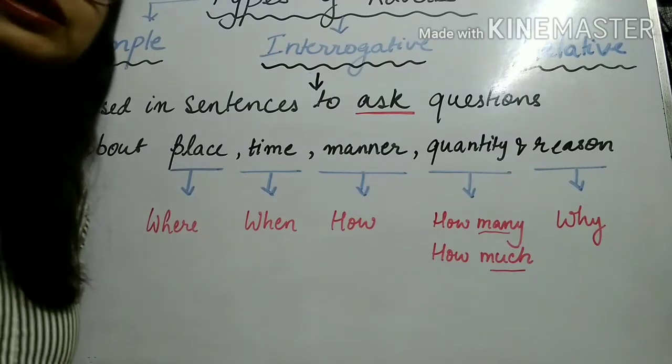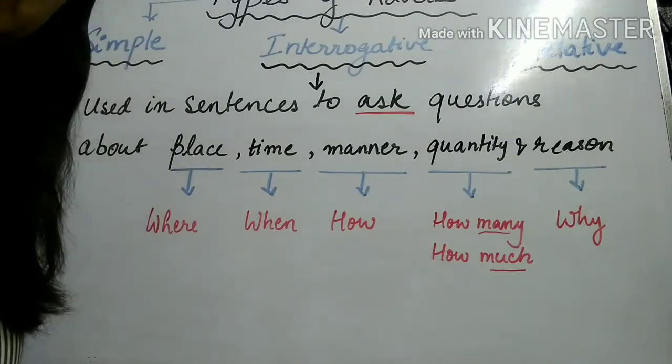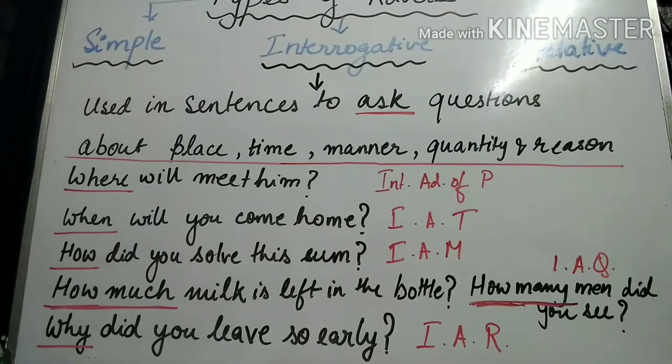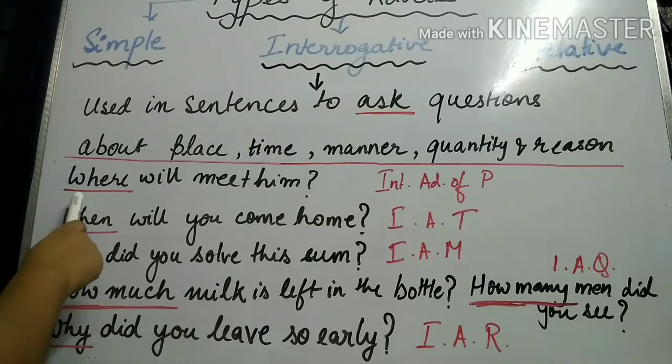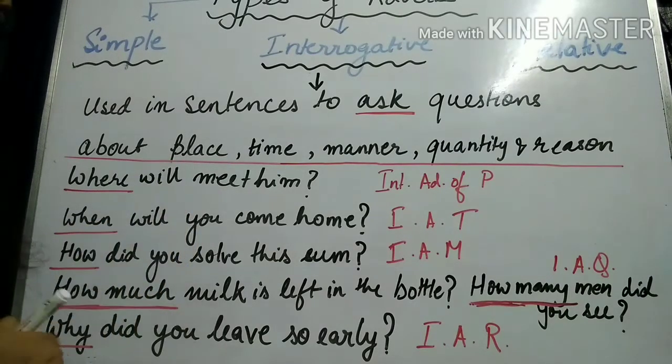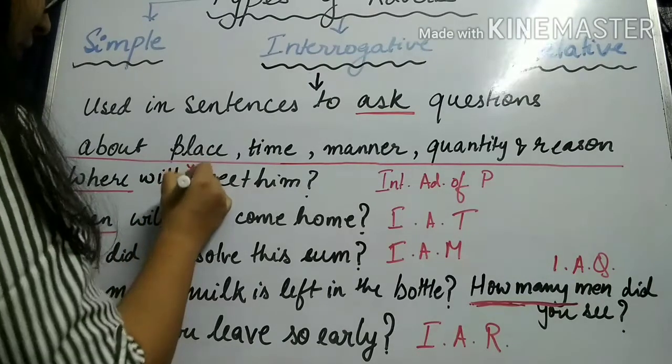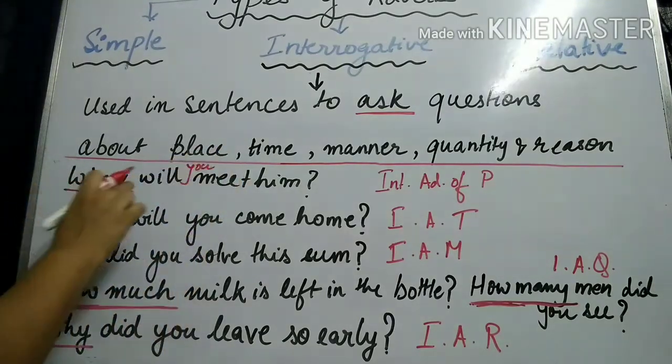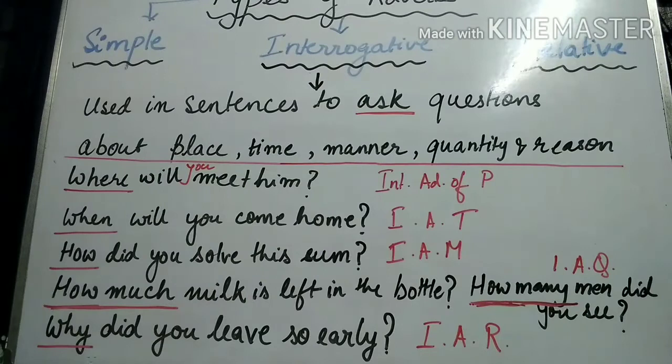Now we will look at these examples in some sentences. Look at these examples that are written over here. Where will you meet him? I've missed out the word you over here. Where will you meet him?